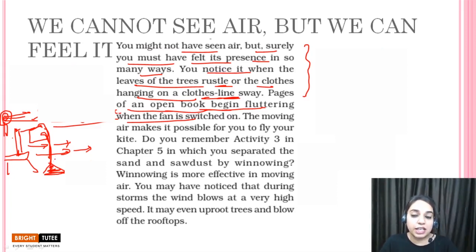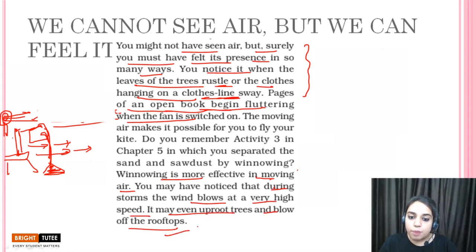This process is again, children, an example which proves the presence of air. Winnowing is effective in moving air; fast moving air is beneficial for this. You might have noticed that during storms the wind blows at a very high speed, and it may even uproot trees and blow off rooftops. So these are some of the common examples which prove the presence of air and wind.